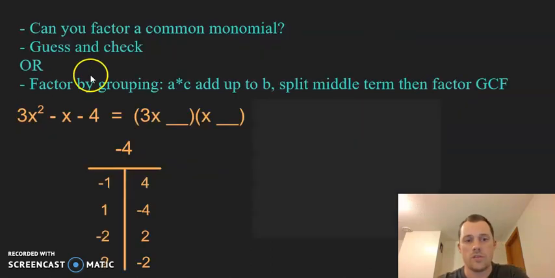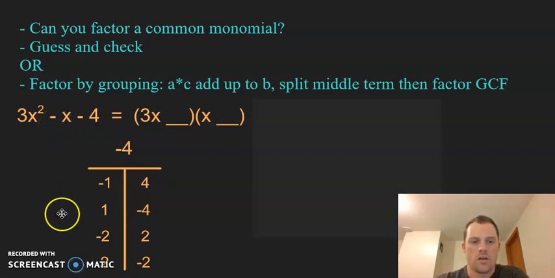So a couple ways we can do this. First, we're just going to look at guessing and checking. Now, if both of these numbers are positive, that's going to make it a little easier. So we want to just kind of talk about the different steps here when it's a little bit more complex of a problem.